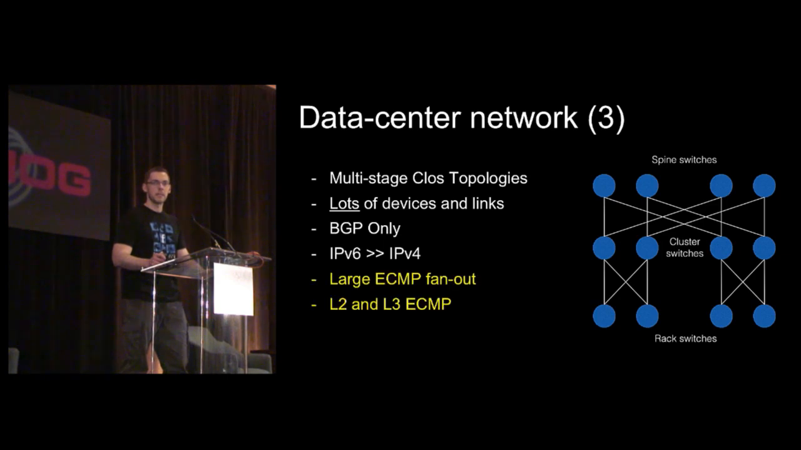The things that make this network hard to debug are the very large equal cost multipath fan-out. In some cases, the fan-out is as large as 120 devices. We also have a mix of layer 2 and layer 3 ECMP together, which makes things even harder to isolate.